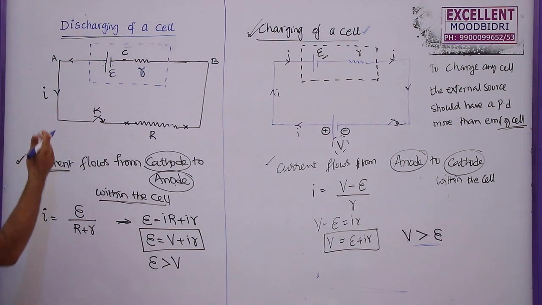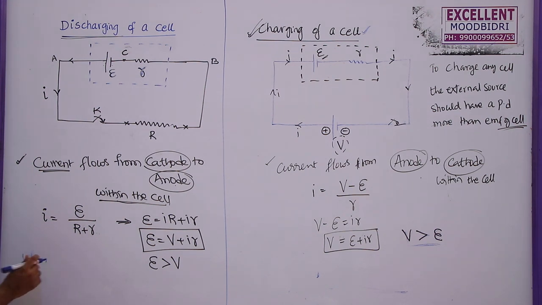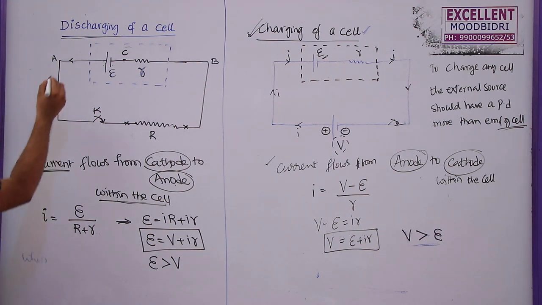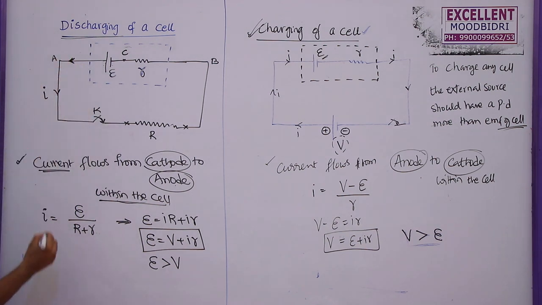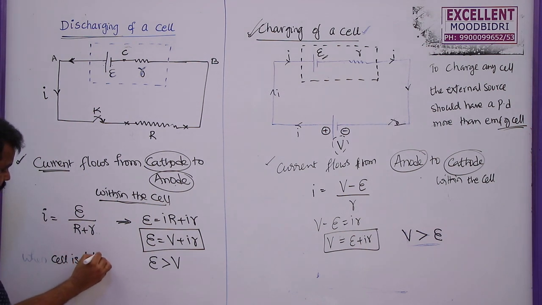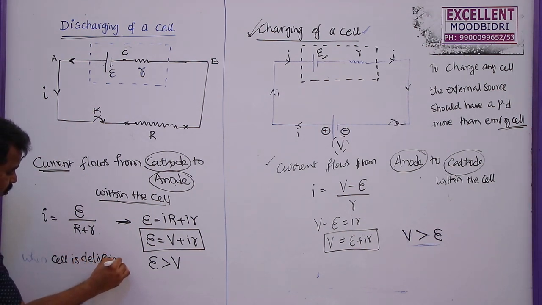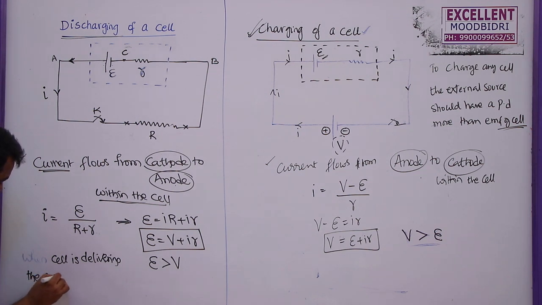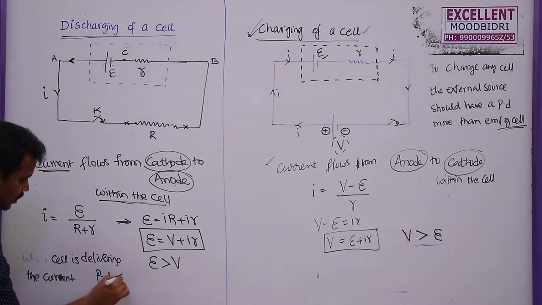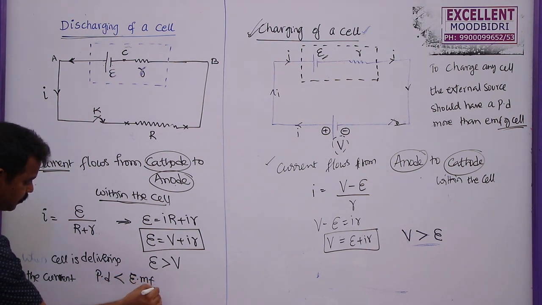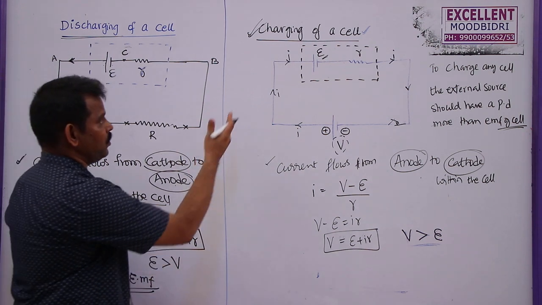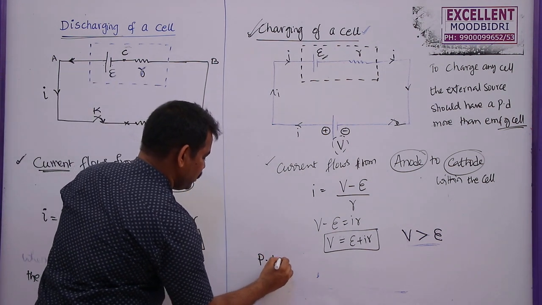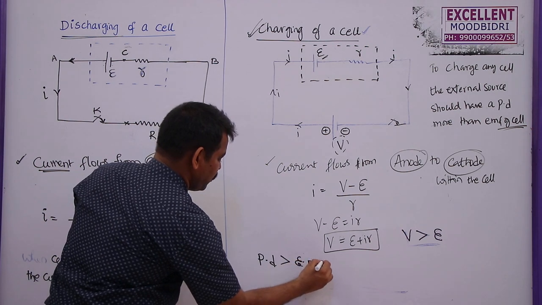When the cell is delivering the current, when the cell delivers current or is discharging, we can write PD less than EMF, whereas when we are charging, PD greater than EMF.